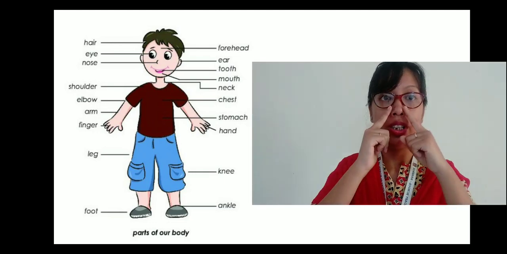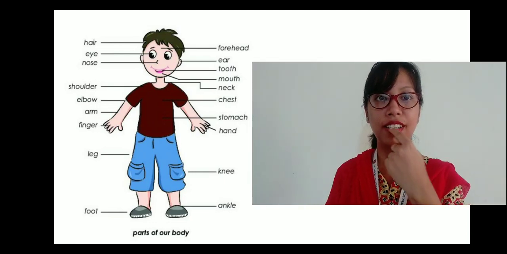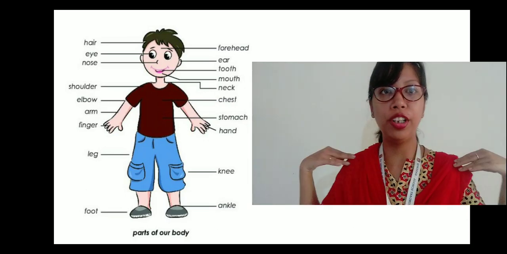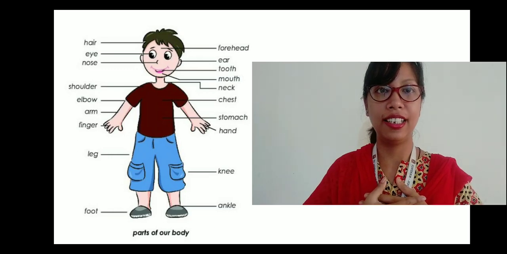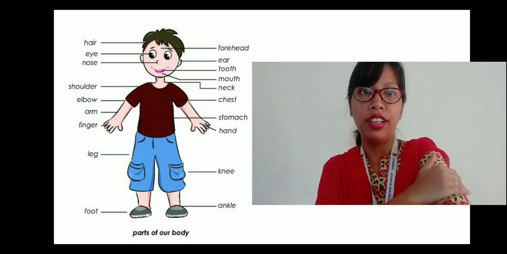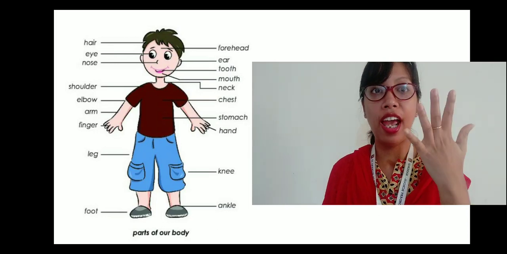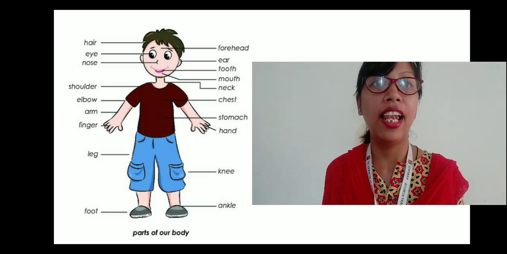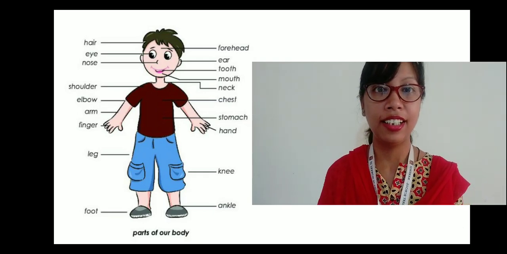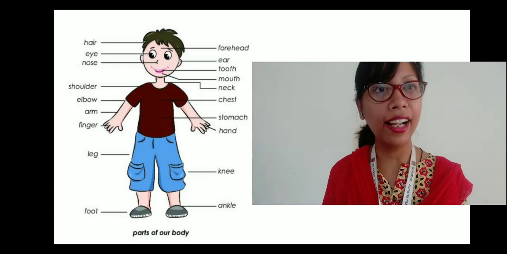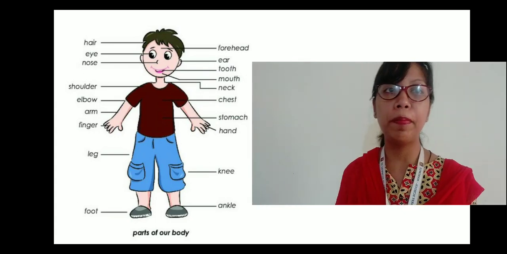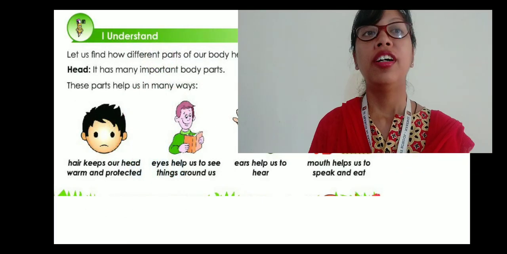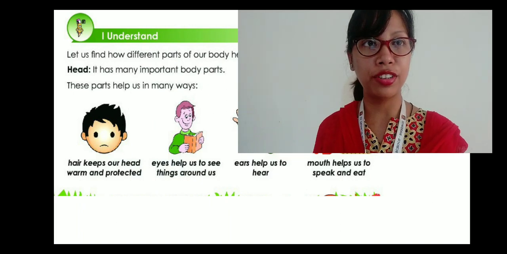ear, nose, tooth, mouth, neck, shoulder, chest, elbow, arm, hand, finger, stomach, leg, knee, foot and ankle. So these are the parts of the body. Read it together and try to look out the different parts of your body.